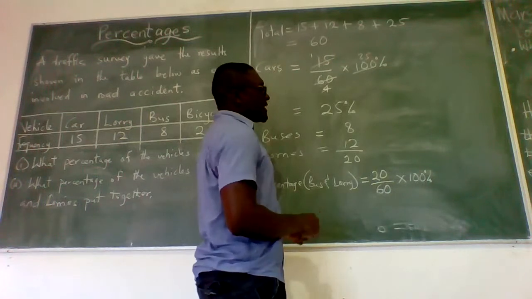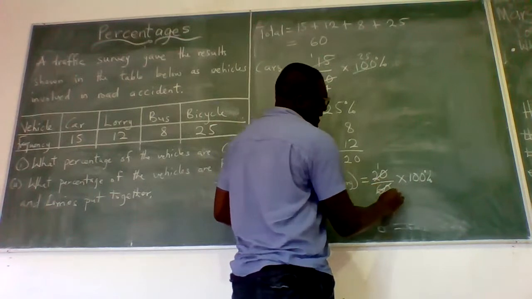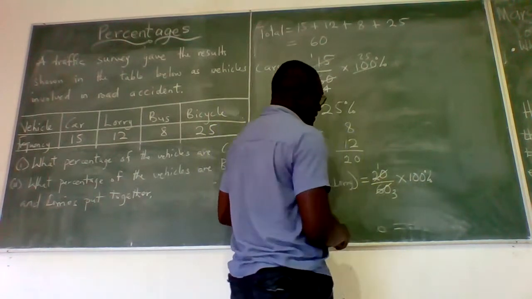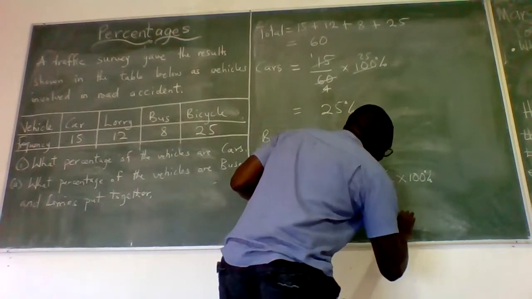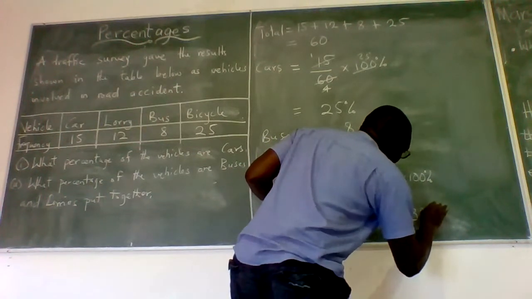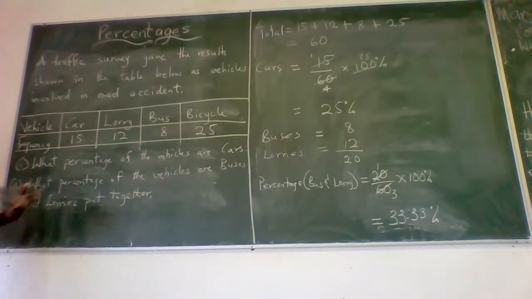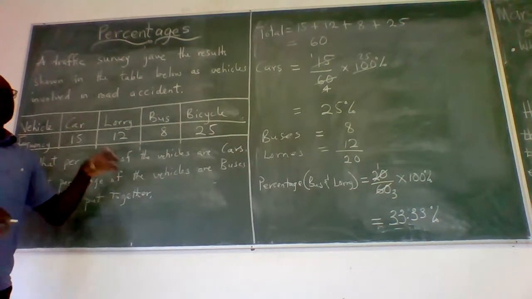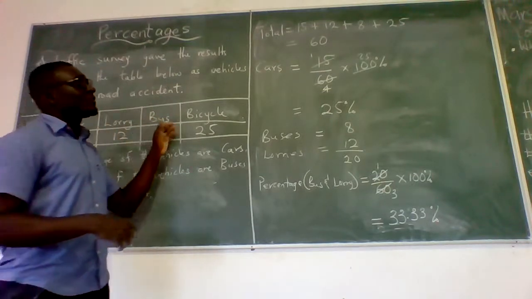So here too, 20 can cancel itself once and divide 60 3 times. And then when I divide 100 by 3, that should give me 33.33, and on and on percent. So it means that when I divide the total number of vehicles into 3 and I pick one out of it, that one is going to be the combination of lorries and then buses.